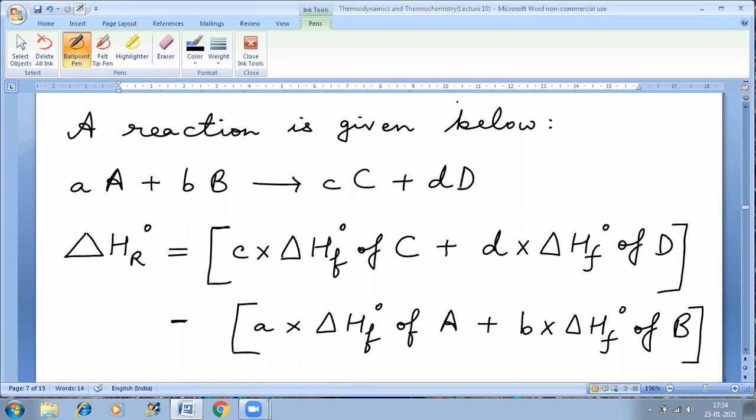For any reaction, you can use this formula. I gave a reaction where you have two reactants and two products. I can extend the concept to a reaction which has only one reactant and two products, or two reactants and one product, or two reactants and two products, whatever it may be. That doesn't matter. Accordingly, we'll keep adding. So if it is standard, then I have to take standard values. That is, enthalpy of formation should be standard if I want to find out the standard enthalpy change.